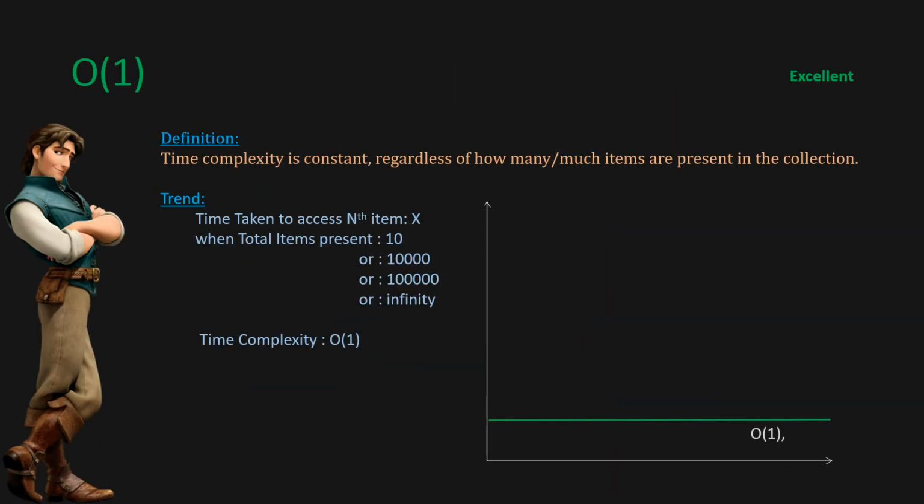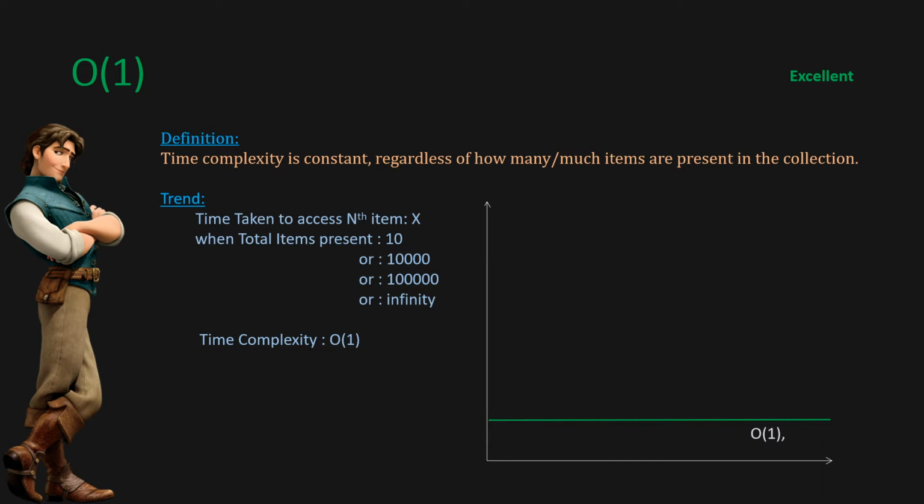O(1). O(1) is the most excellent complexity a program can have. Here the time complexity is constant regardless of how many items are present in the collection. This is the case when we have to obtain the first element from a set of data, or when we get the element in the first attempt itself, like in a hash table. In this case, the running time is independent of the input size.